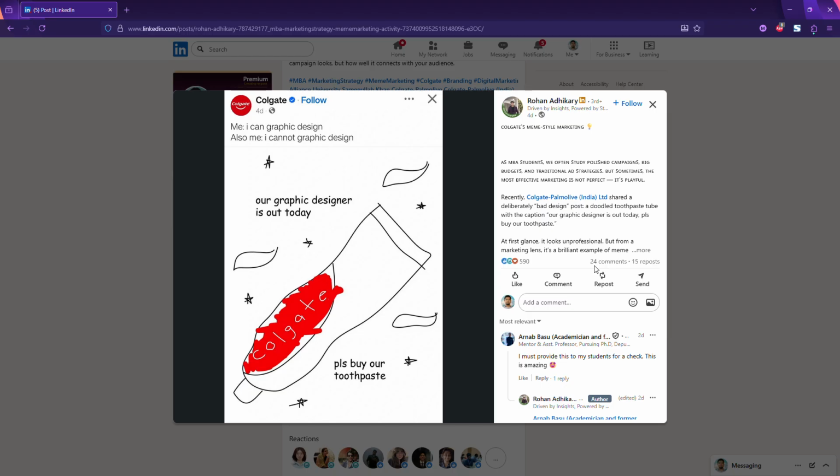So everything is so polished nowadays that Colgate came up with this meme style where they said, I can't do graphic design either. So they came up with a post: our graphic designer is out today, please buy our toothpaste. So this is how they are creating the difference, right? Like in terms of a post. So when I'm saying creating a difference, I mean this.